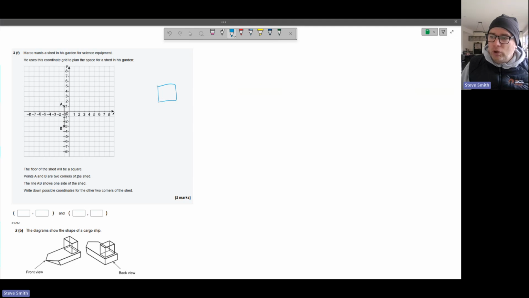The floor of the shed will be square. Points A and B are two corners of the shed. The line AB shows one side of the shed. Write down possible coordinates for the other two corners. So we need to work out how big. It's 1, 2, 3, 4. We've got 4 by 4, so it needs to be 4 all the way around.